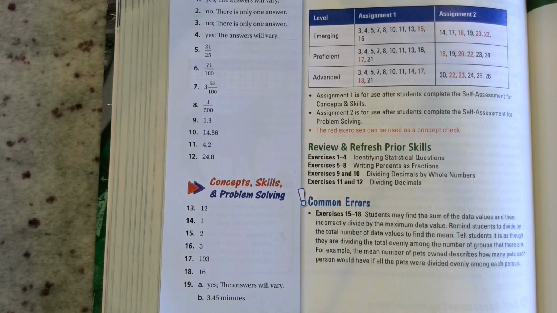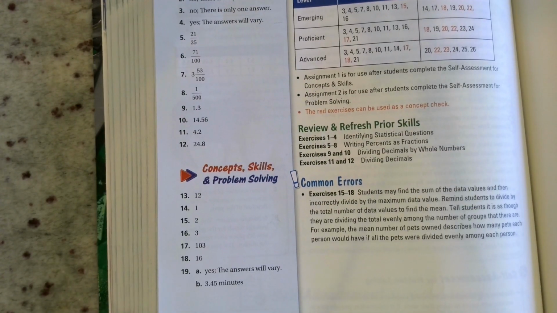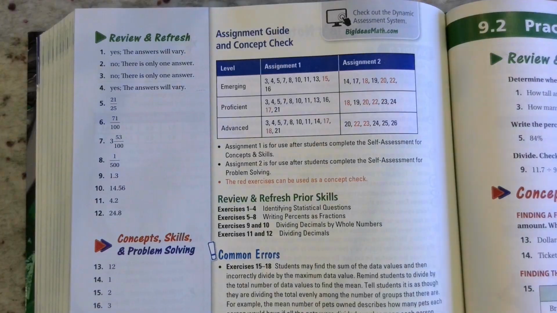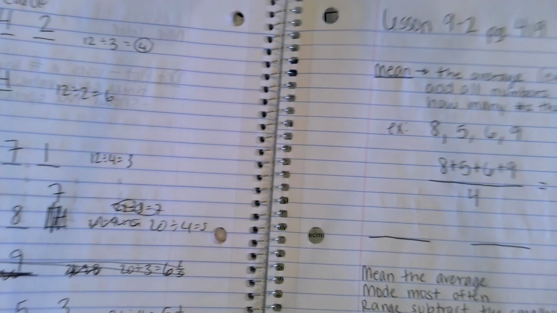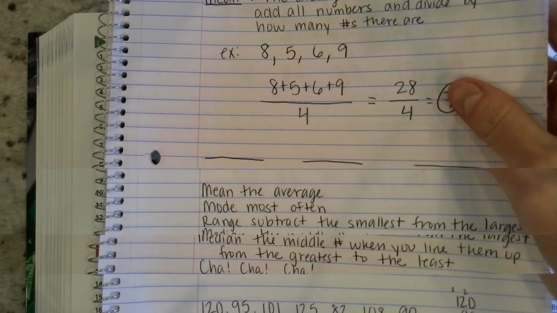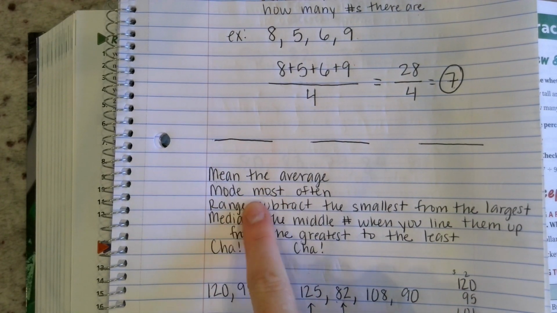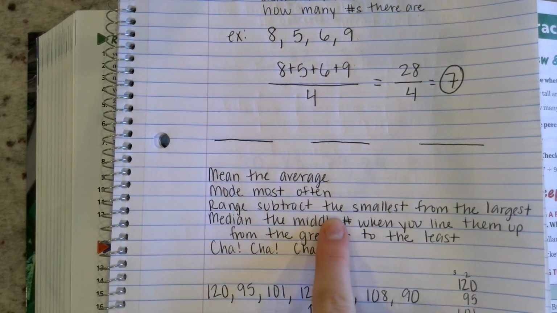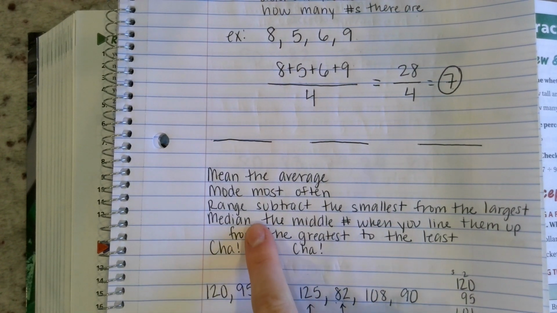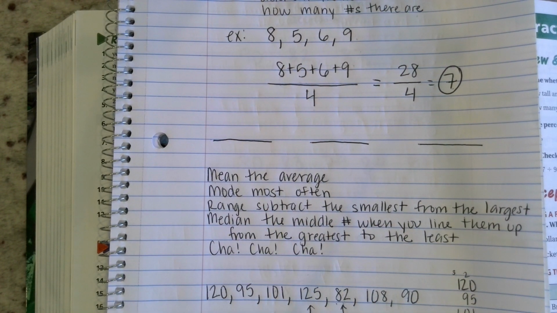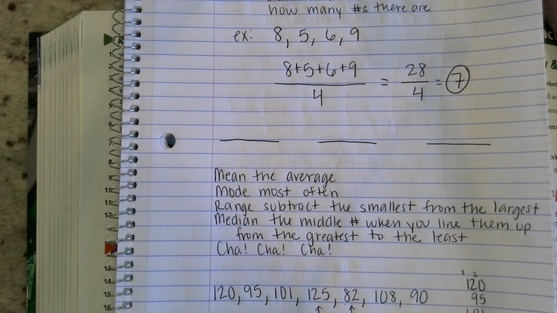Don't forget the song. You can practice that song. It will come back next lesson as well. So you want to sing that song to help you remember what the mean, mode, range, median is. Mean, the average, mode, most often, range, subtract the smallest from the largest, median, the middle number when you line them up from the greatest to the least. Cha-cha-cha. I'll leave you with that.